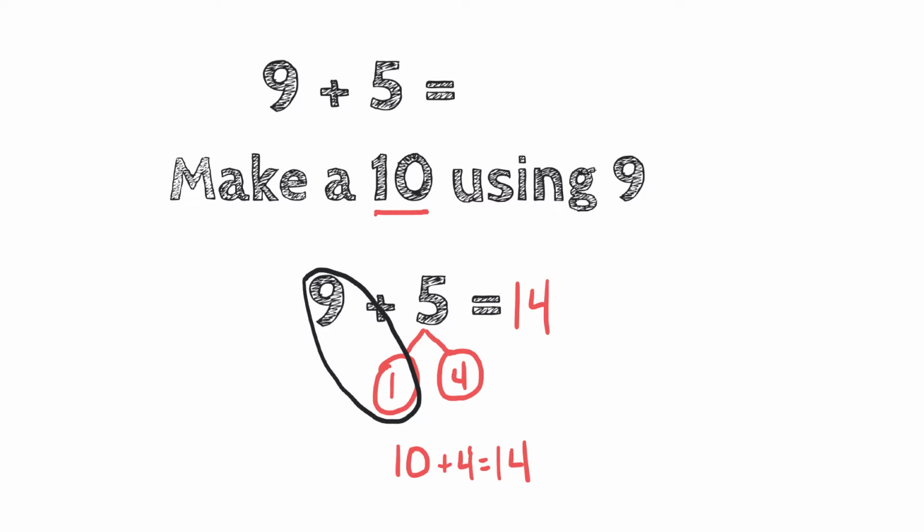Now, me personally, I find it easier to make 10 using a 9. Because I only have to add 1 more to it. But we don't always have a 9 to make 10 out of. Sometimes we have to use a 5, maybe we'd have to use an 8 or a 7. No matter what number you choose, it's always going to be the same answer.